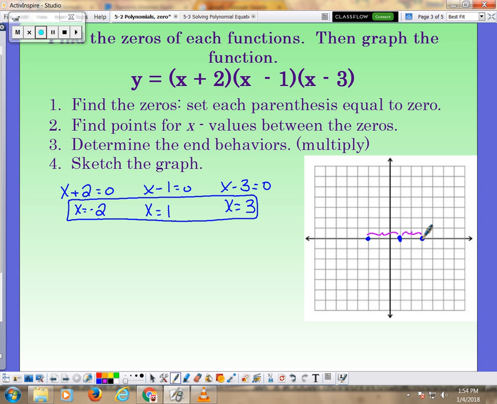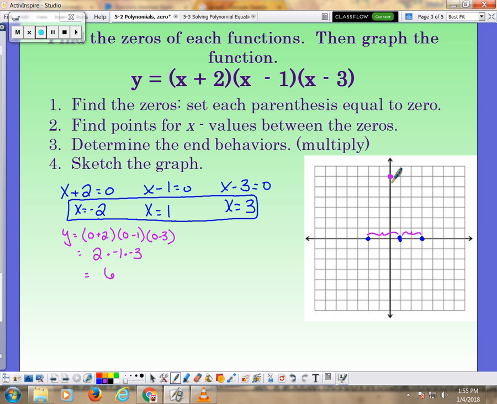And what do we all know? What's Mrs. Miller going to pick? She's going to pick the 0. So y equals 0 plus 2, 0 minus 1, and 0 minus 3. So when I do that, I get 2 times -1 times -3, or I get 6. So 1, 2, 3, 4, 5, 6, right there.